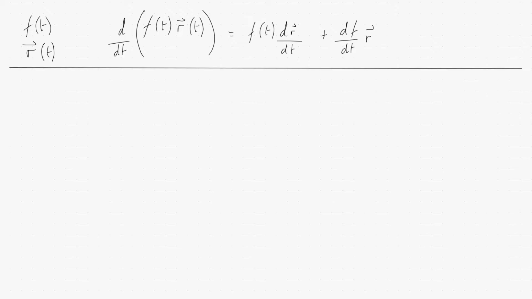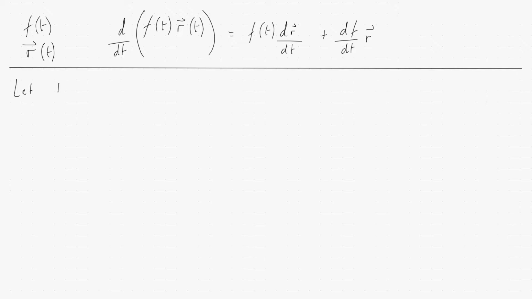Well, it's a fairly simple application of the product rule, where we get f of t multiplied by the time derivative of r, plus the time derivative of f multiplied by r itself. And this is it. This is all there is to taking the time derivative of the scalar function multiplied by the vector.